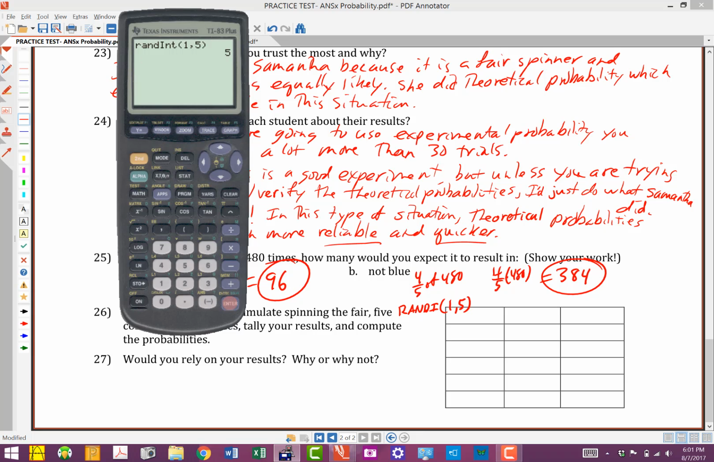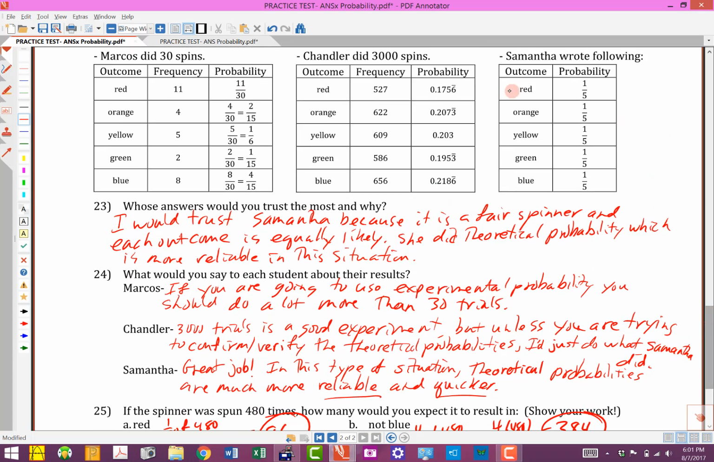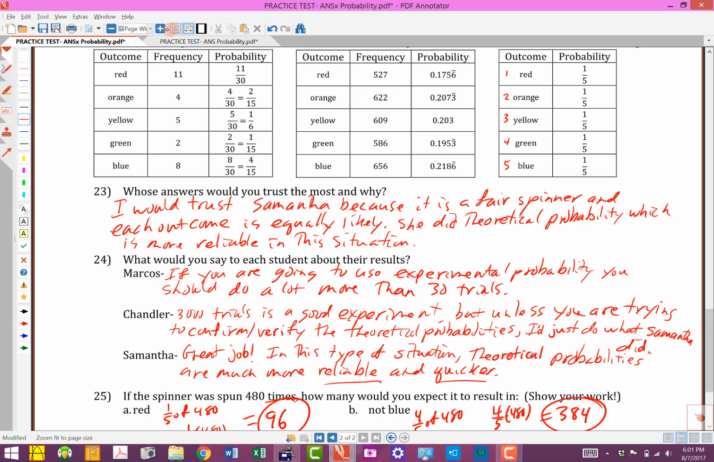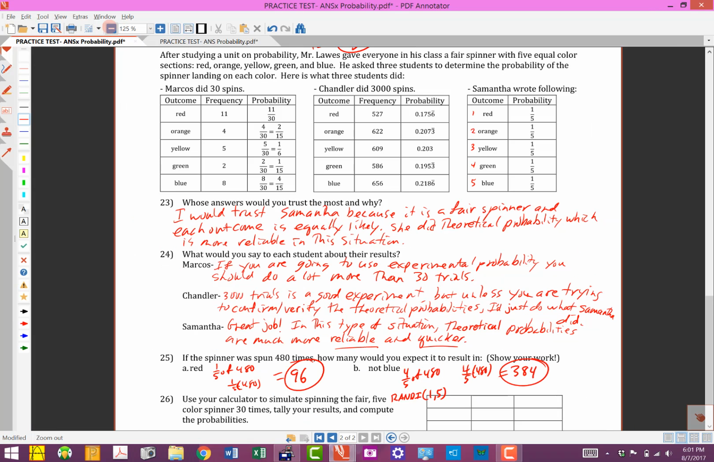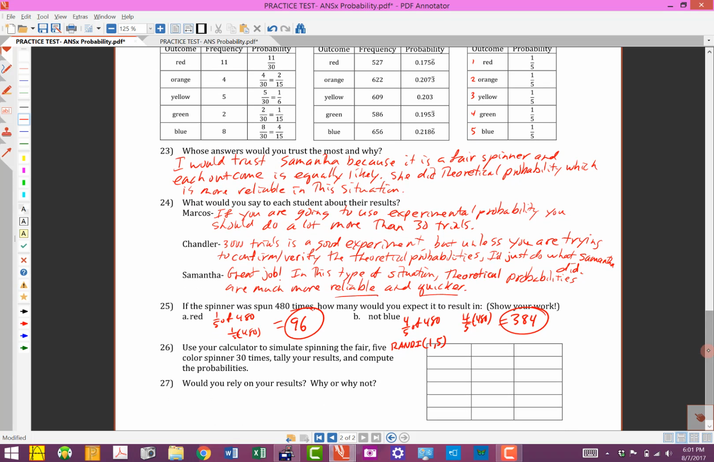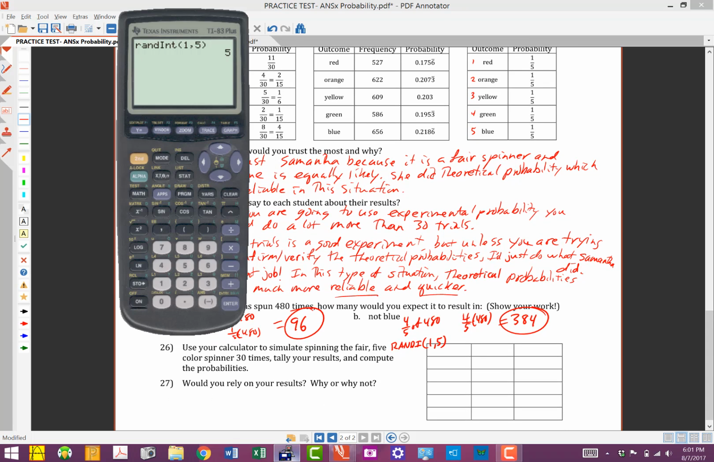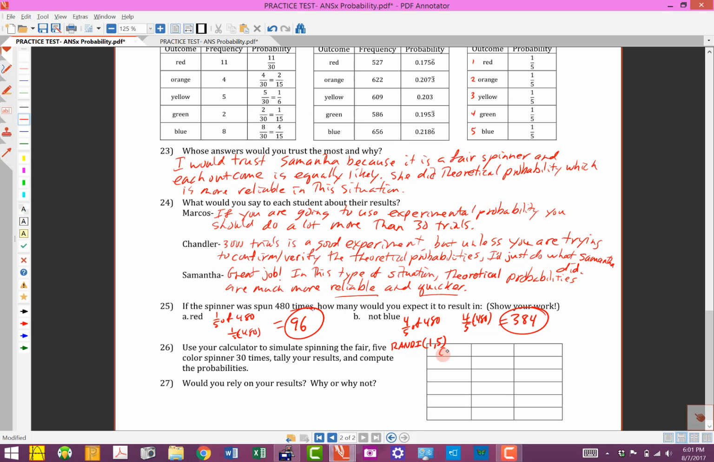Now, the first one is a 5, and I'm going to say that 1 is red, 2 is orange, 3 is yellow, 4 is green, and 5 is blue. So when this came up to be a 5 on my calculator, I'm going to tally a blue. Okay, so these are going to be the colors. This is going to be the tally or the frequency. And then over here, this is going to be the probability.